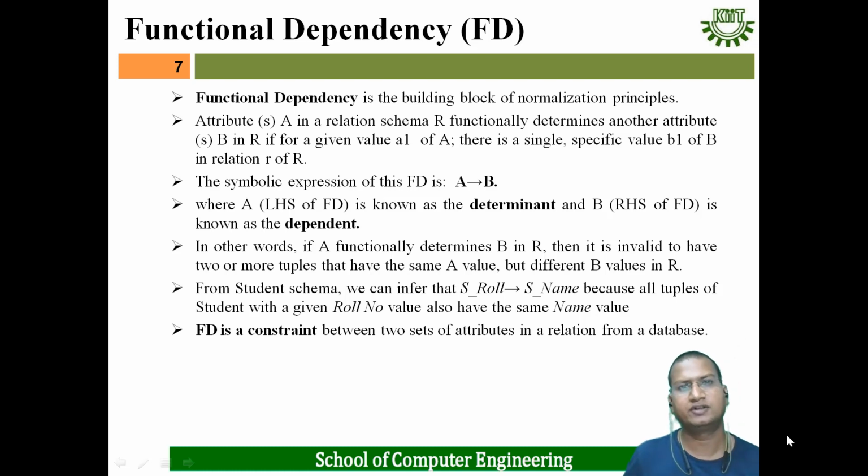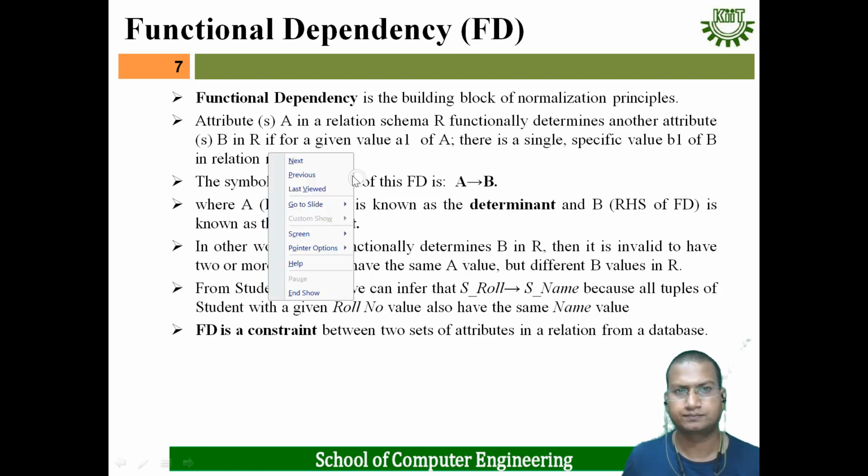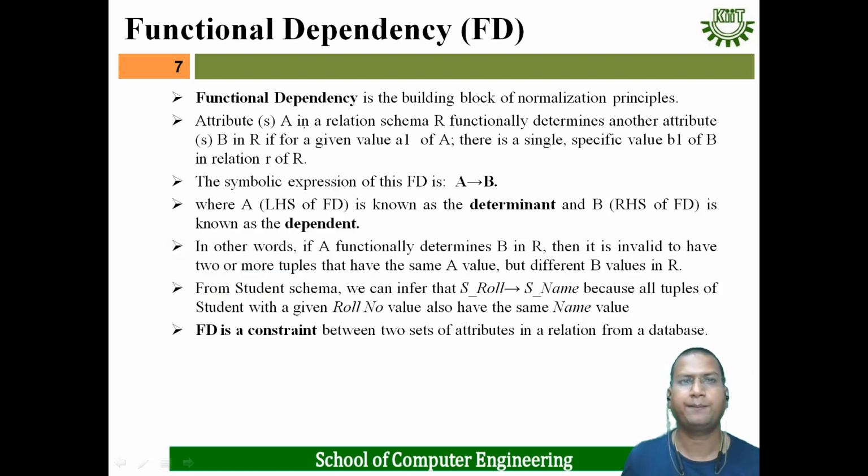Now we'll see functional dependency. Functional dependency is the building block of the normalization principle. Attribute A in a relation schema R functionally determines another attribute B in relation R if for a given value A1 of A there is a single specific value B1 of B in relation R.